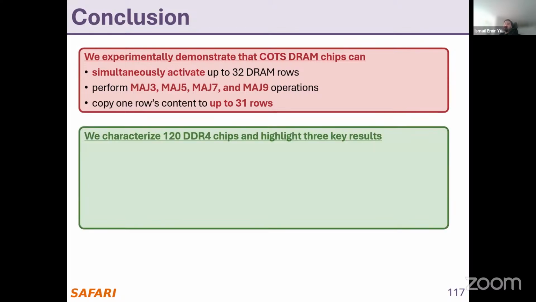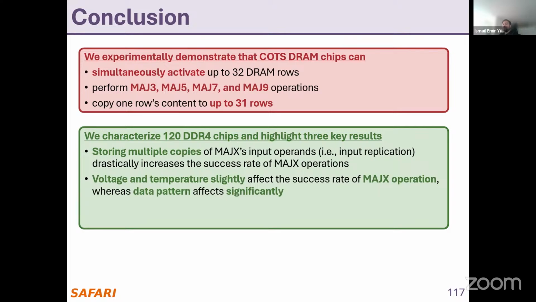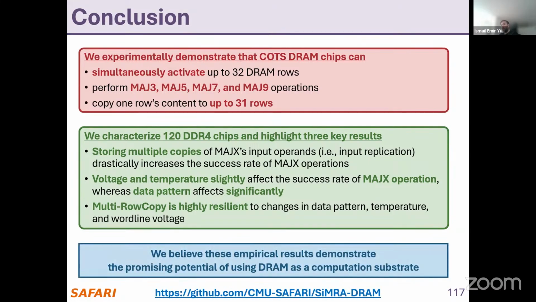In this paper, we characterize 120 DDR4 chips, and we observe that storing multiple copies of MAJX input operands drastically increases the success rate. Voltage and temperature slightly affect the success rate of MAJX operations, whereas data pattern affects it significantly. Multi-row copy is highly resilient to changes in all tested parameters. And again, we believe and hope that these empirical results demonstrate the promising potential of using DRAM as a computation substrate.